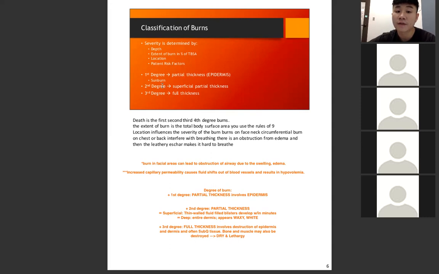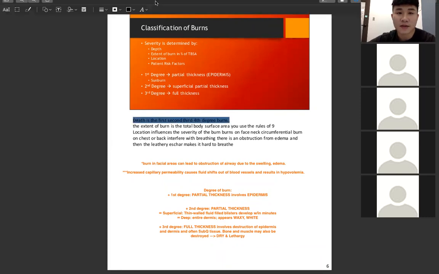So we have different depths of the burns. We have first degree burns, which is called partial thickness. It affects the epidermis of the skin only, and these are usually sunburns. Second degree burn is superficial partial thickness, and third degree burn is full thickness. So depth is the first, second, third, fourth degree burns. I don't know what that means.